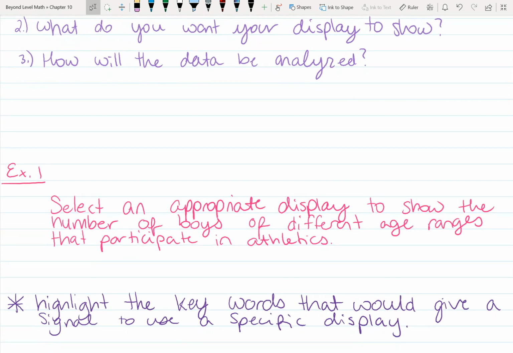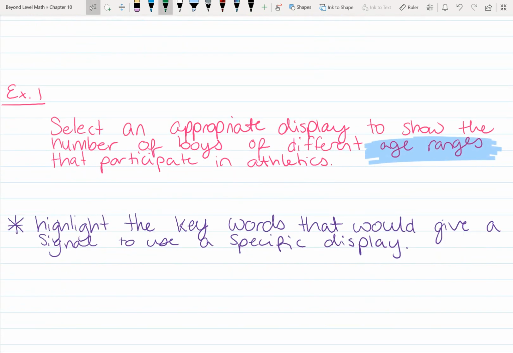So the first thing is to highlight the keywords that would give a signal to use a specific display. In this word problem, there is a word that kind of pops out to me, and that's telling me what display that I need to use. Number of boys of different age ranges that participate in athletics. The word that pops out to me is ranges, age ranges. So automatically when I see that, I'm going to think histogram.